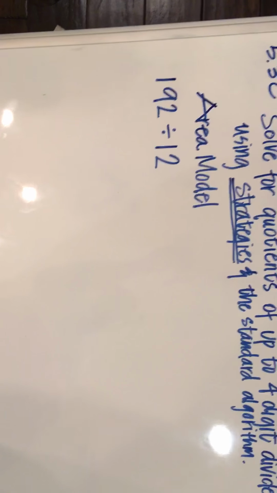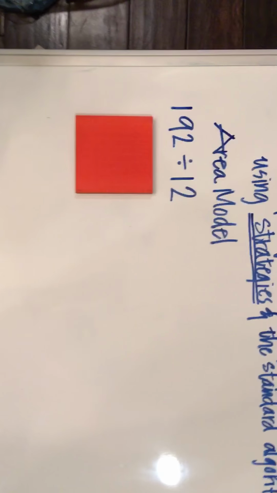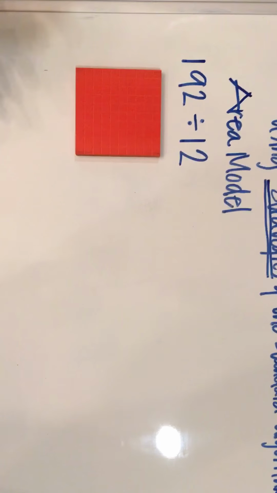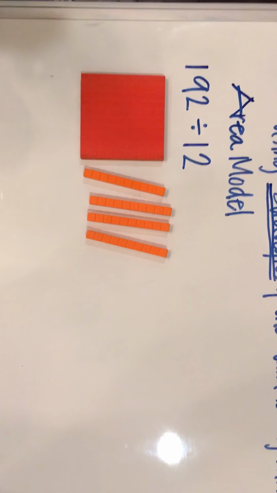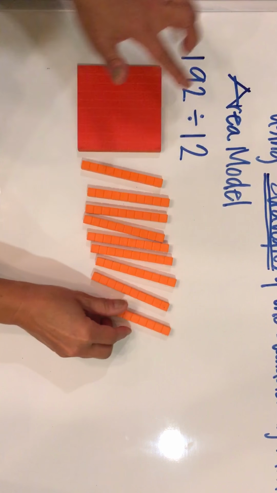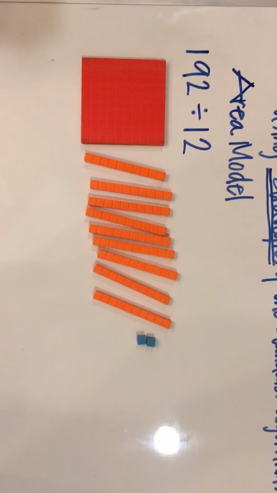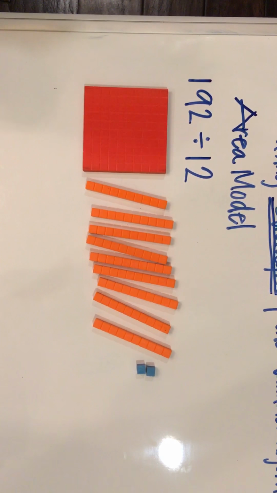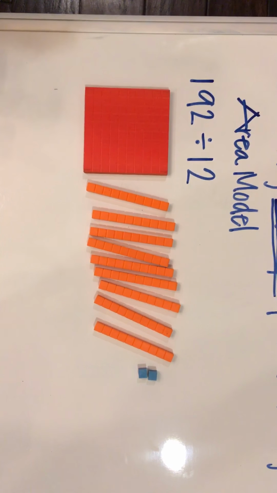So with the area model, we start off with base 10 blocks. So I've got 100 here, my flat, and then I have 1, 2, 3, 4, 5, 6, 7, 8, and 9 tens right there. And then the 2 ones, representing this number, 192. Now I have to take all this and divide it into 12 equal groups.